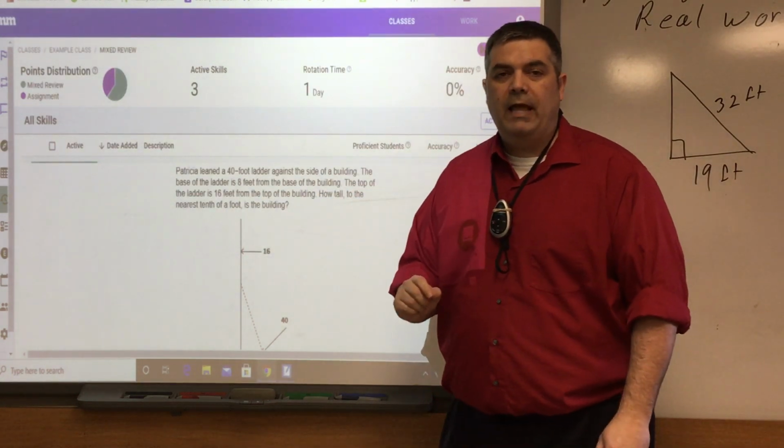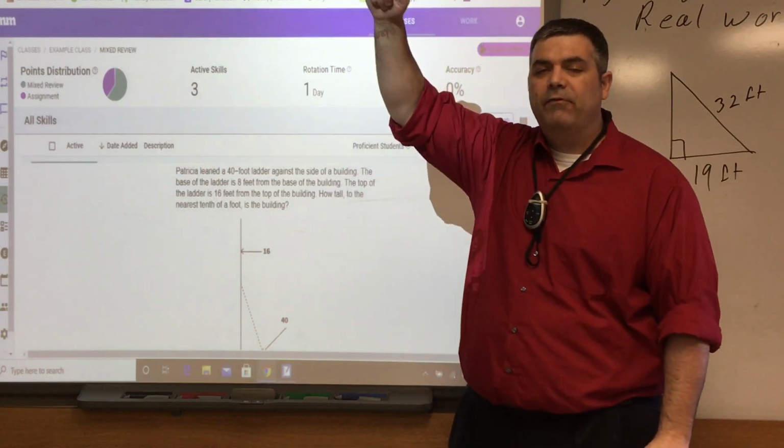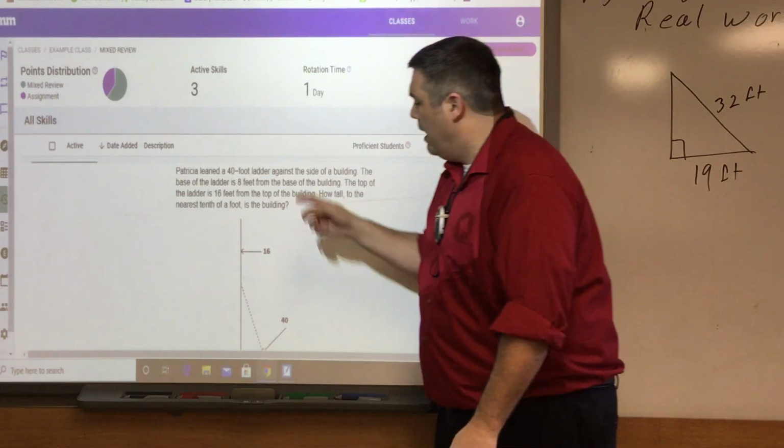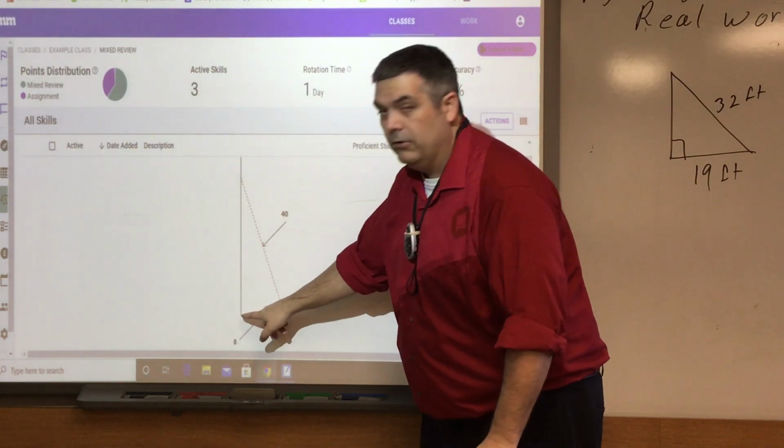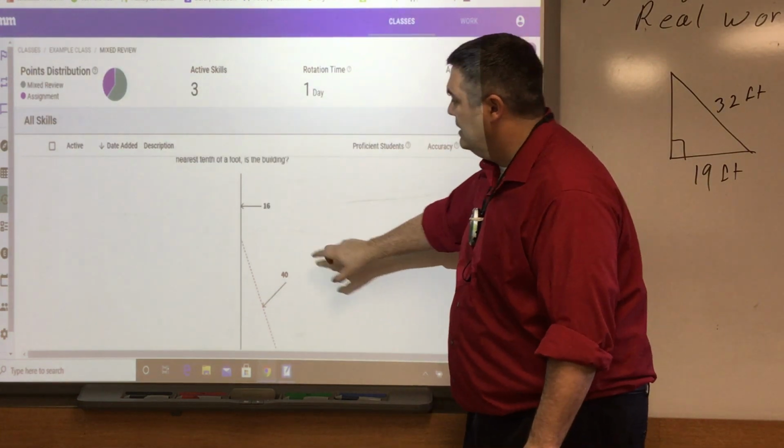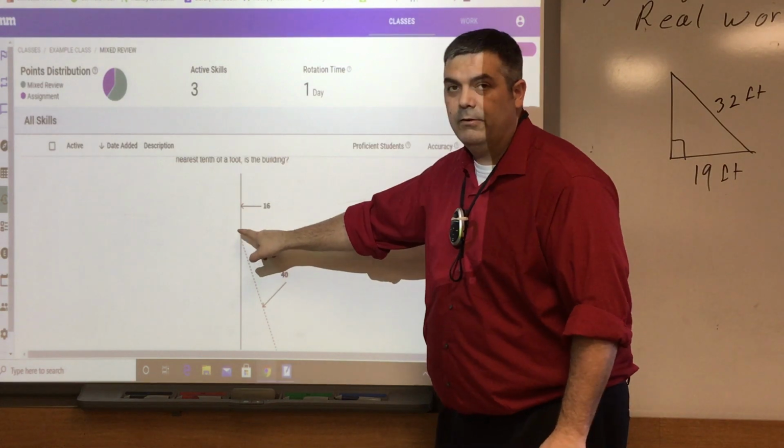Oh, so our ladder doesn't reach all the way to the top of our building here. So we want to know how tall is our building from here to here, and they gave us the distance from here to the top of our ladder.